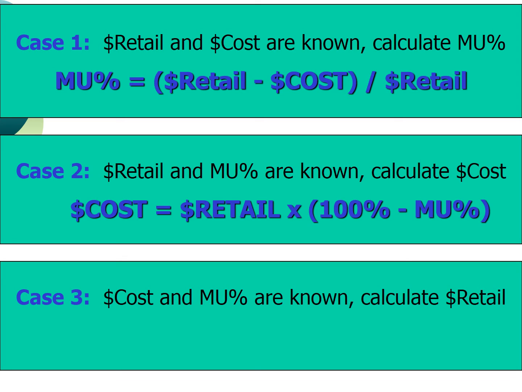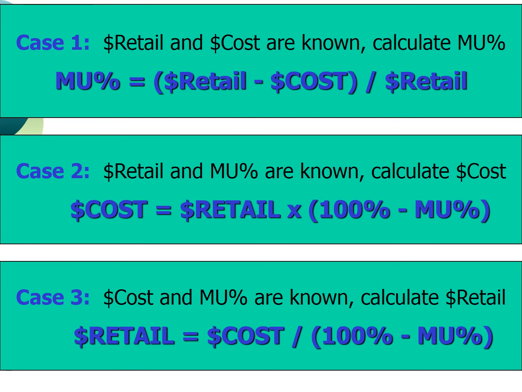Finally, the last case, when we know the C and M, and we're supposed to calculate R. When we went to the market, we know the cost, and we know our markup goal, percent goal. So then we have to figure out whether this item is going to give us a retail price that is high enough to cover our costs and expenses, as well as customers being willing to pay. So let's calculate the retail dollar. Retail dollar equals cost dollar divided by 100% minus markup percent.